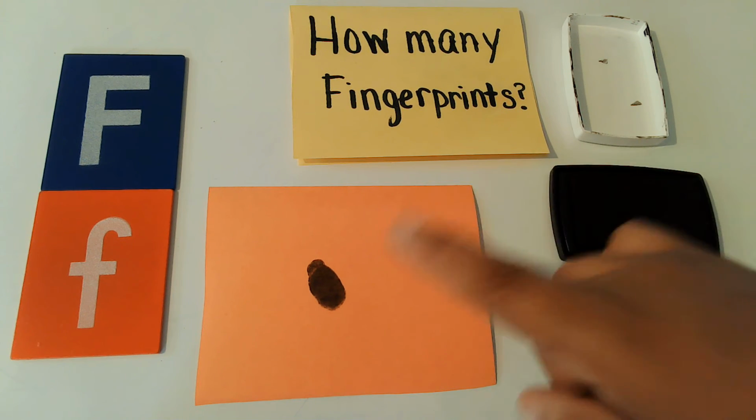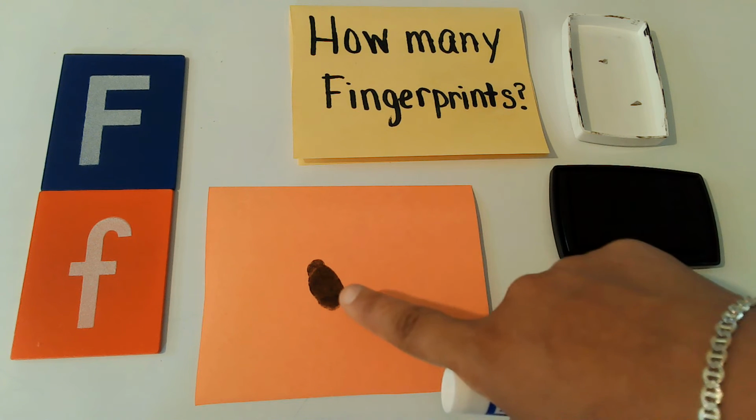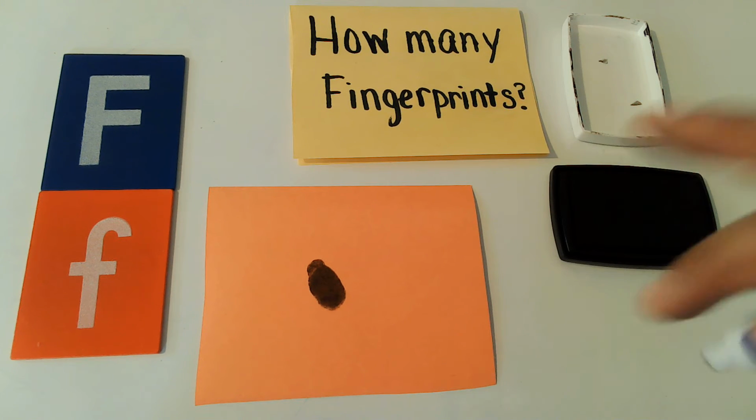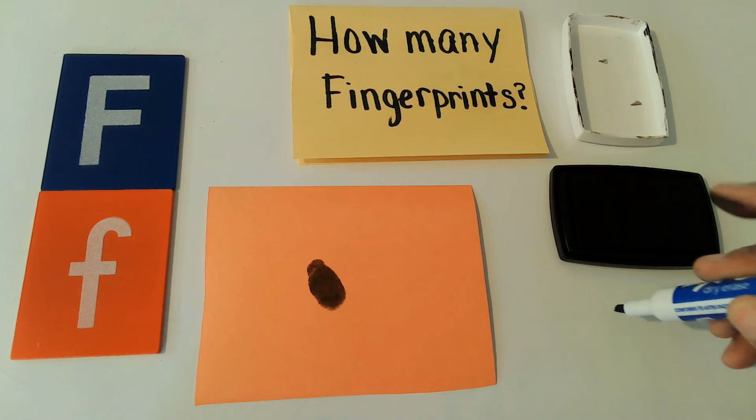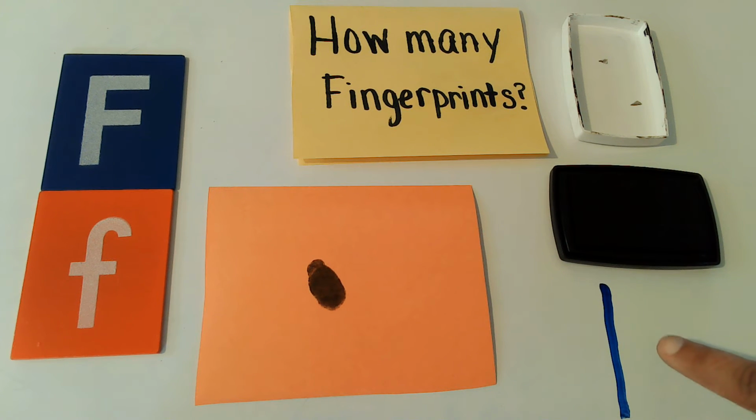And I'm going to ask you, how many fingerprints did Miss Bacon make? How many fingerprints do you see on my orange paper? Great job. There's just one fingerprint. So on this piece of paper, there's just one fingerprint. And the number 1 looks just like that. It's just one straight line down.